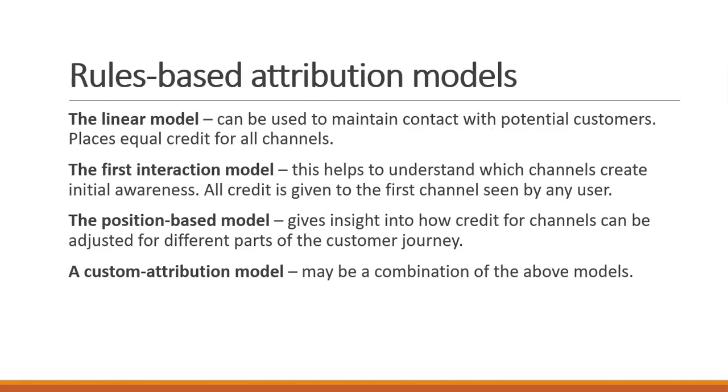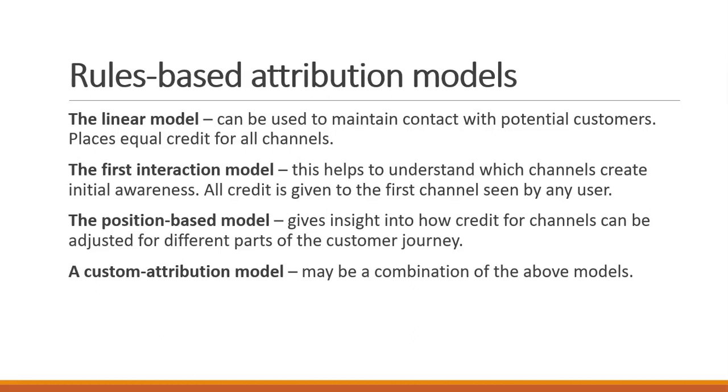The linear model, the first interaction model, position-based model, and a custom attribution model that allows the marketer to customize exactly what they're looking for. So with a linear model, this places equal credit for all channels. So a customer that's on Facebook and Instagram and has come to your website, the linear model is going to put that rule-based attribution equally across all channels.